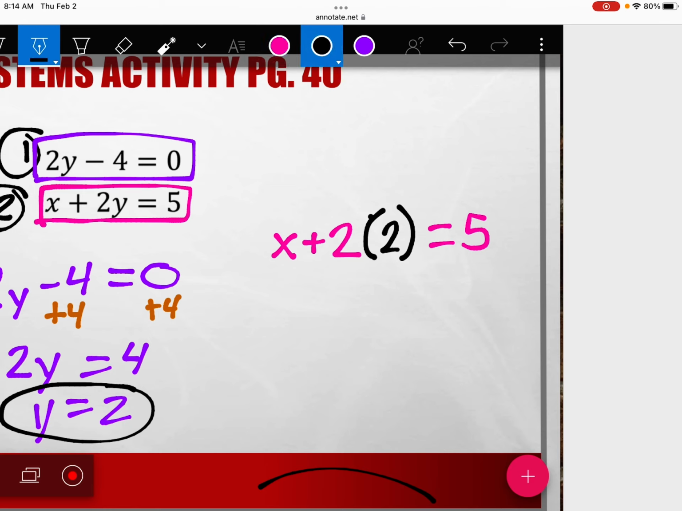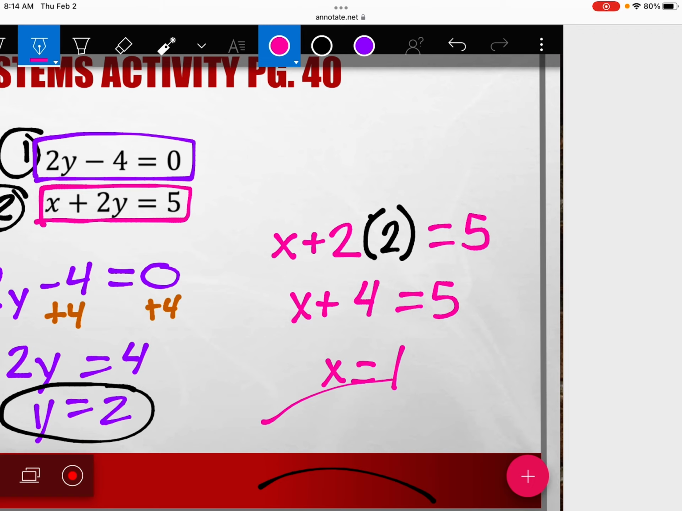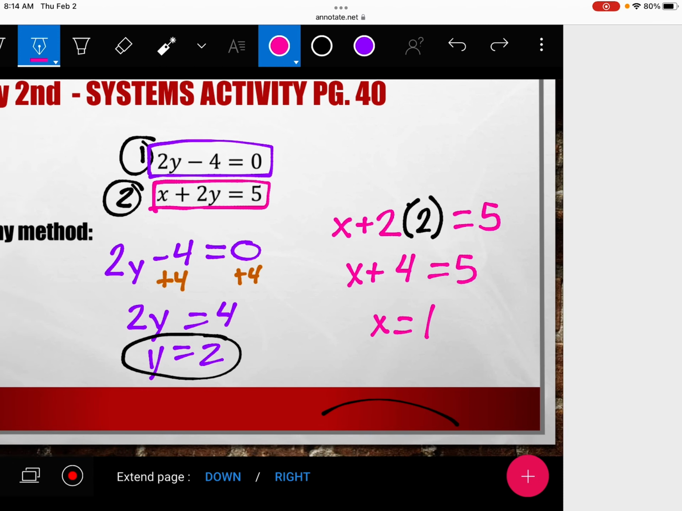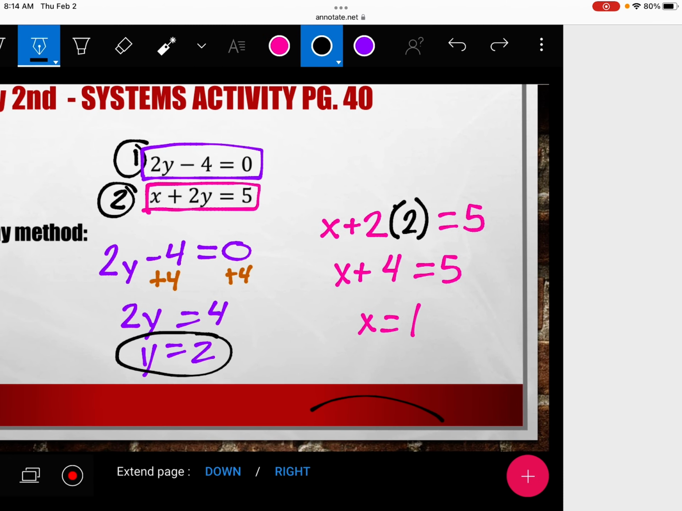So we multiply that out. We have x plus 4 equals 5. What does x equal? 1. Oops, there we go. Which means my solution for this system is 1, 2. It is always x, y. Every single time, 100% of the time. X, then y. Alphabetical order.